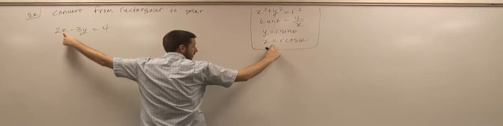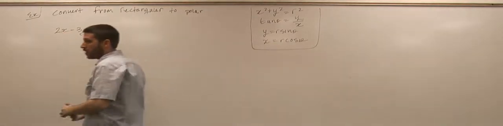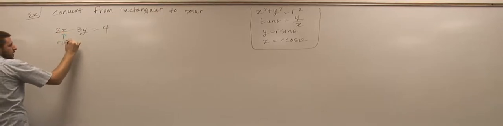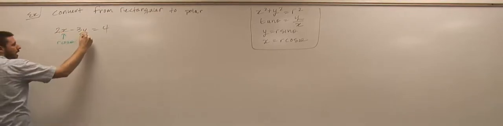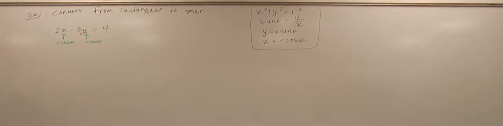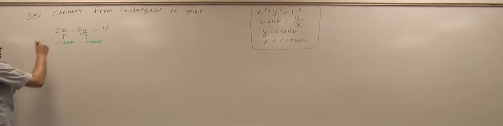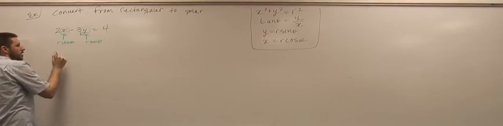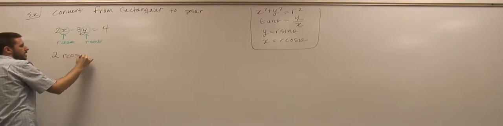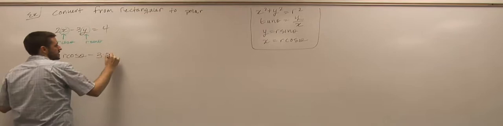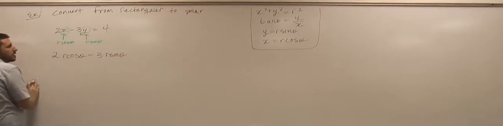X is equal to r cos theta, right? I don't want x, I want r and theta. So replace this x with r cos theta. Replace this y with r sine theta, because that's what they use. So my equation in polar becomes 2 times r cos theta minus 3 times r sine theta equals 4.